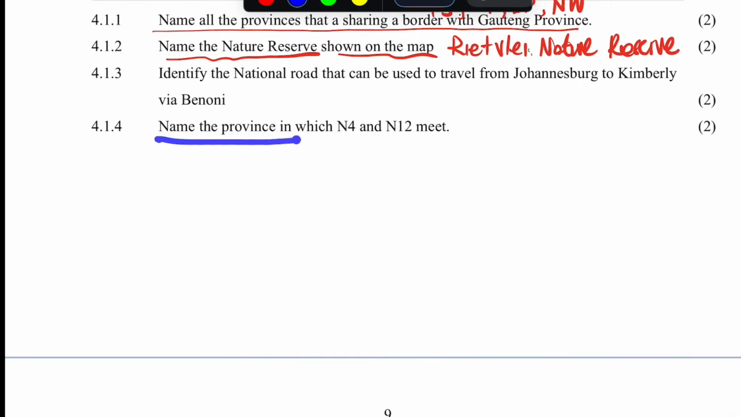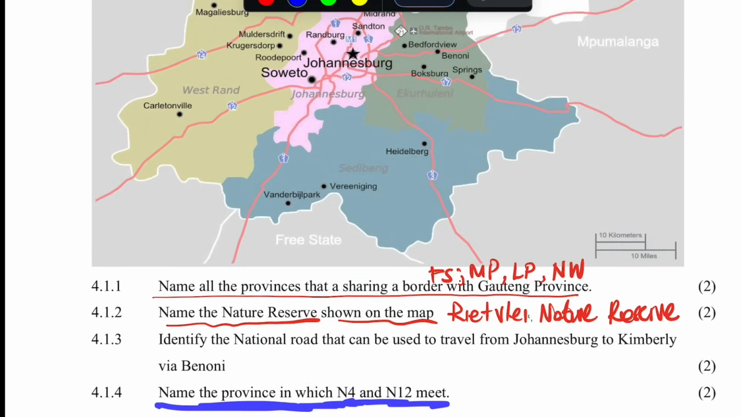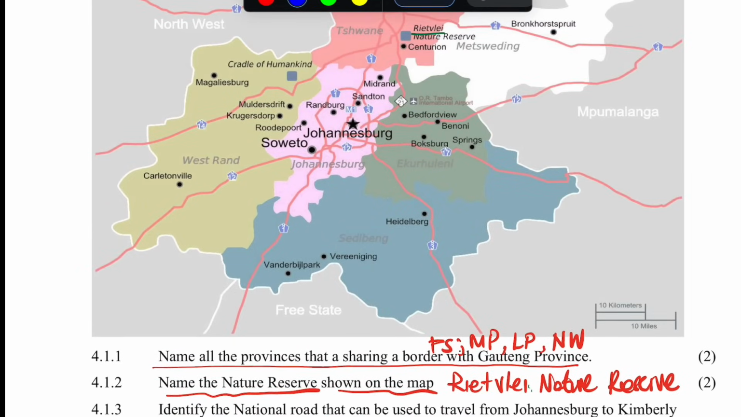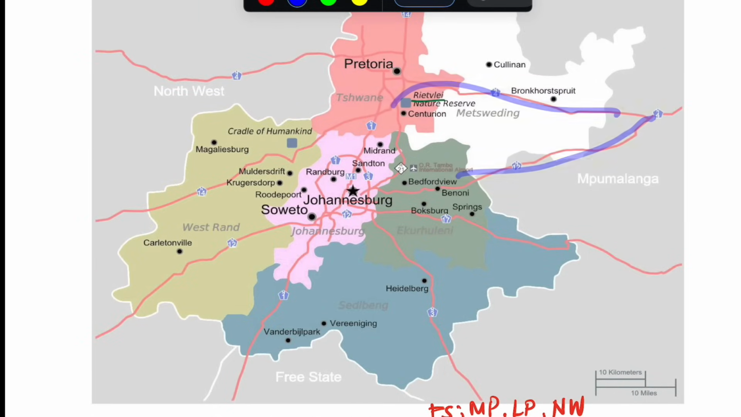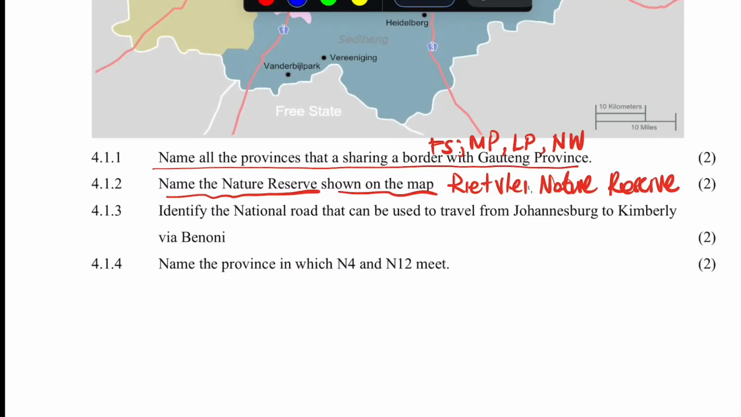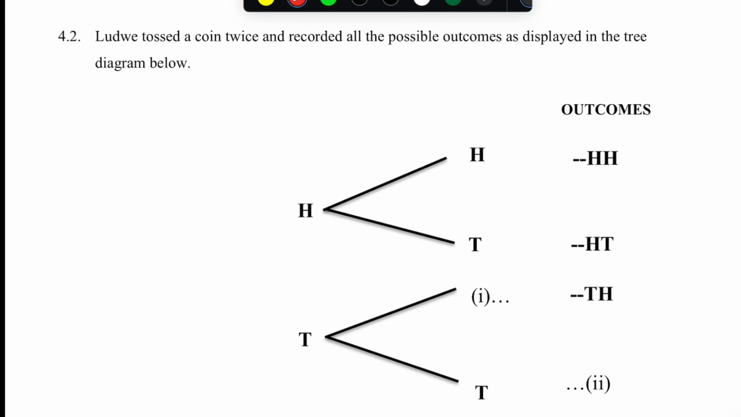I'm sorry for that. Name the province in which N4 and N12 meet. Let's look at the N4. Here's the N12 and here's the N4. They meet there. They meet in Mpumalanga. So the answer there is Mpumalanga. Right. Now the last question is the probability.